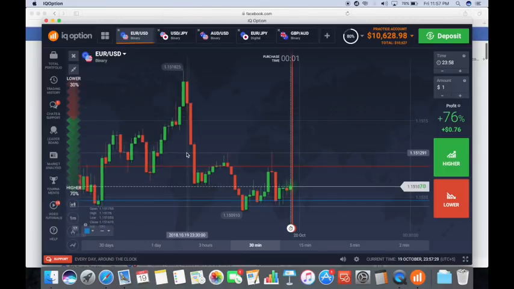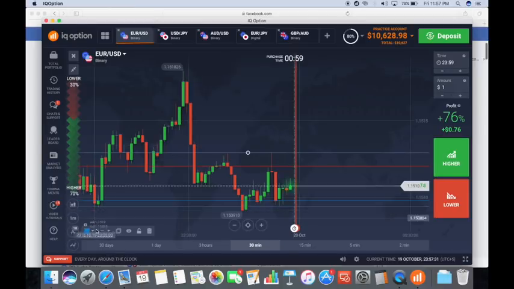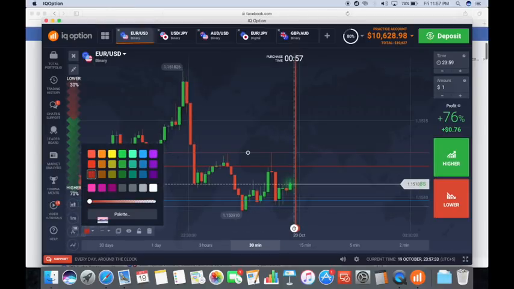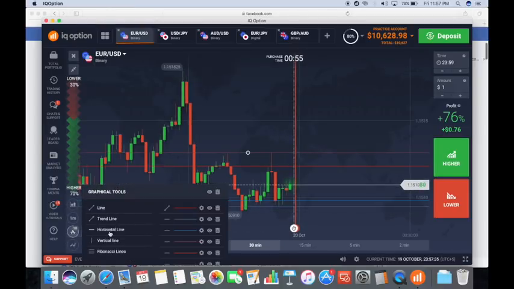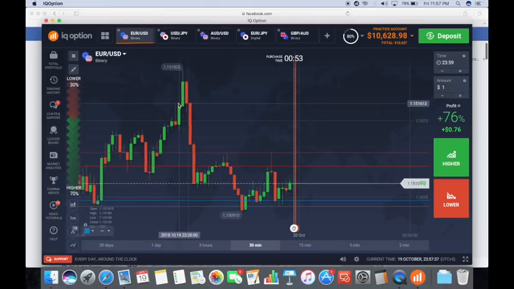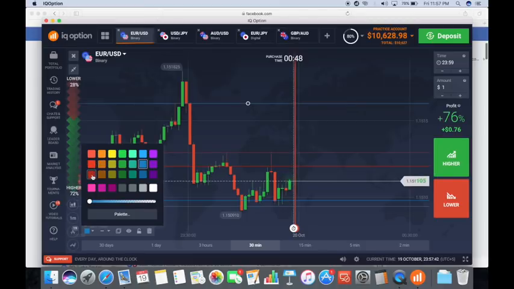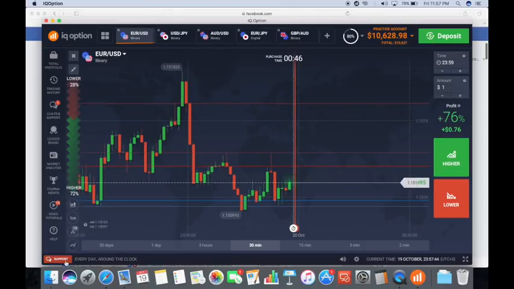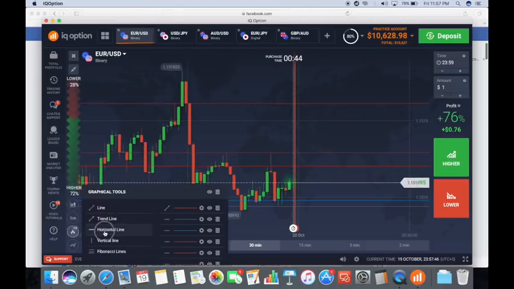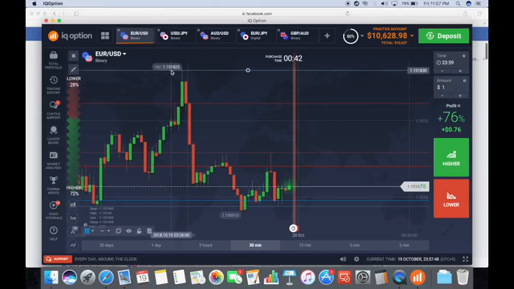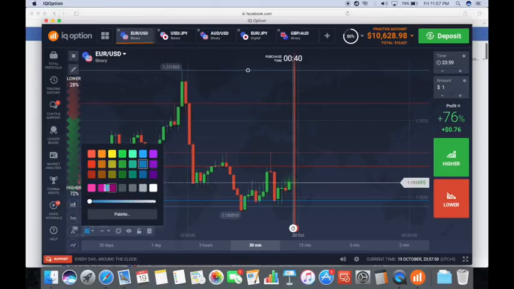let's mark it over here, change the color. Okay, the next strong supply level is right here, and from here I will expect it to get rejected. Okay, I will expect it.